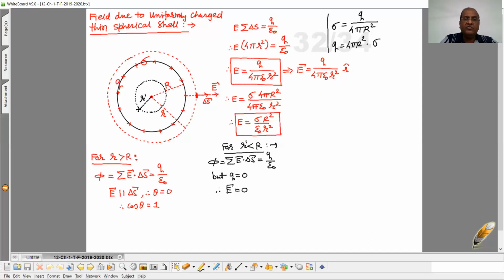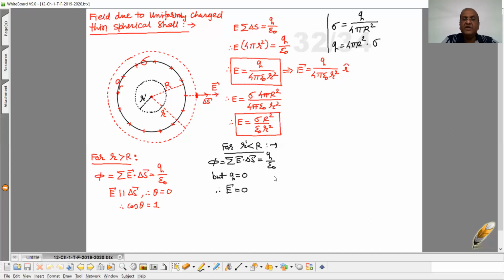And now we want to find the field at any point on the surface of this Gaussian surface, each and every point that is at the same distance r dash from the center. So we can write flux phi, that is sigma E dot delta S, equal to, as per Gauss's theorem, Q upon epsilon 0.